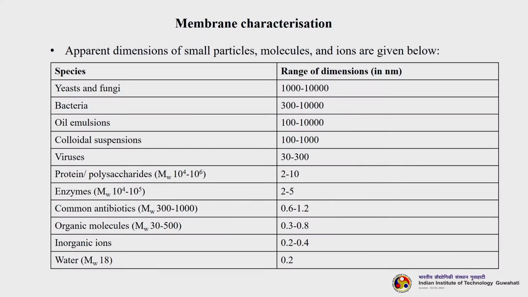These are the apparent dimensions of the different types of particles and their respective ions. You can see that yeast, fungi, bacteria are of the order of 1000 to 10,000, all in nanometers. Then we have viruses at 30 to 300 nanometers. We have proteins, enzymes, inorganic ions, and water, whose molecular weight is 18. 0.2 nanometer is the hydrodynamic radius of water molecules.